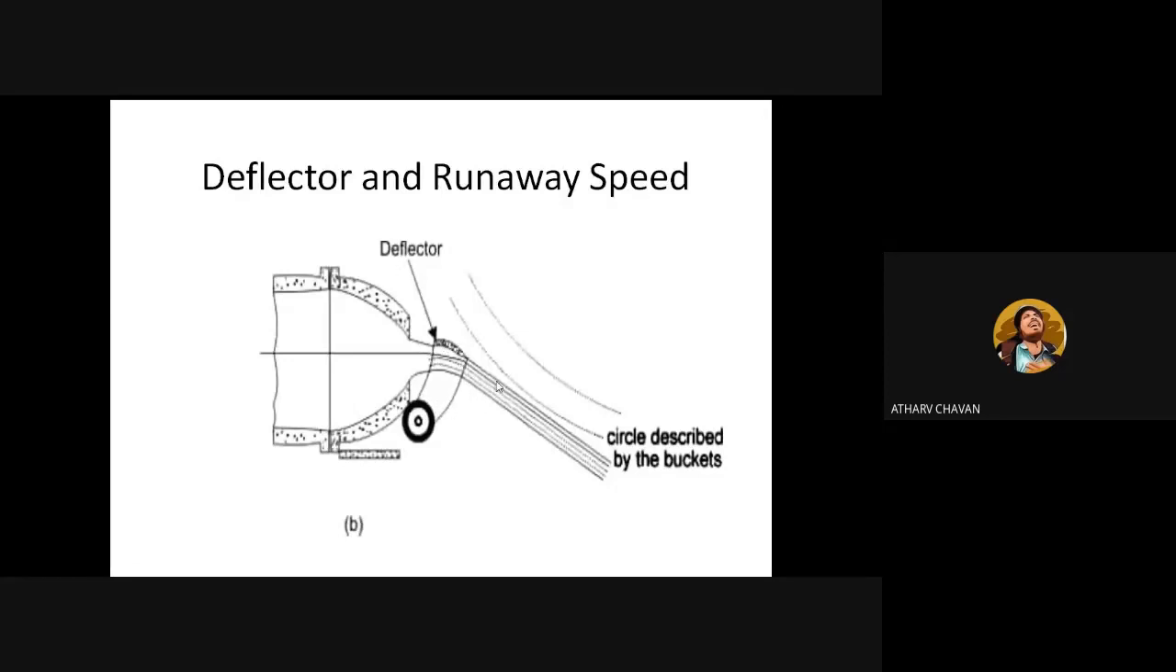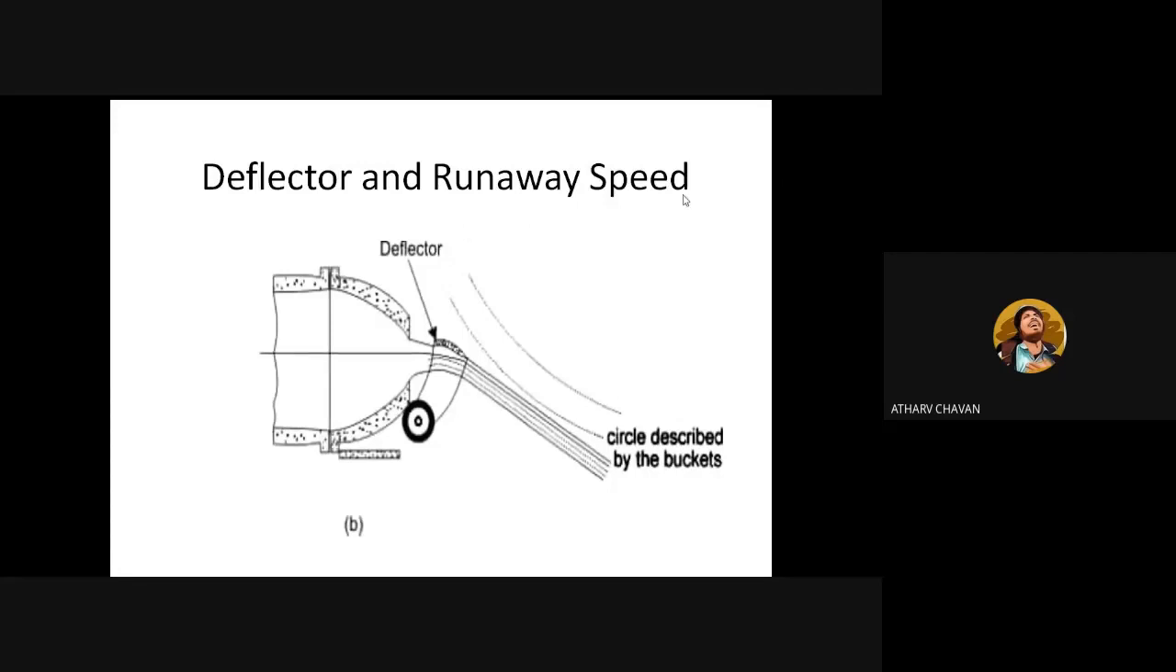So there's a deflector given here. When we have to stop the turbine, the deflector is just rotated and it deflects the direction of the jet. This is the circle described by the buckets. This is our penstock, this is our nozzle, and this is the deflector. So when the jet strikes the deflector, it gets deflected away from the path of the buckets. So eventually our turbine may stop.